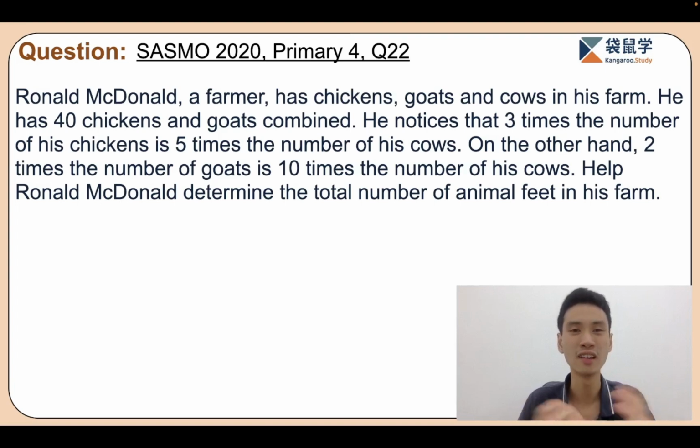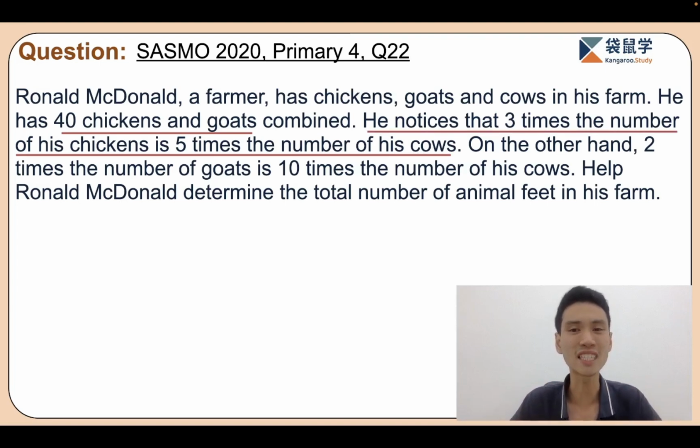What information can we get from the question? We see that 40 chickens and goats there are combined. So, from this, what can we determine or calculate? That's right. We can assume units for some of these animals. So, let's take a look at what other information we have in the question.